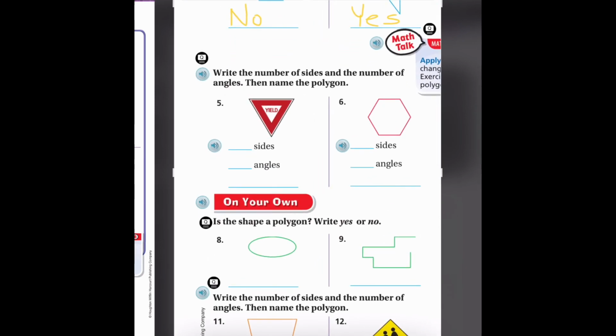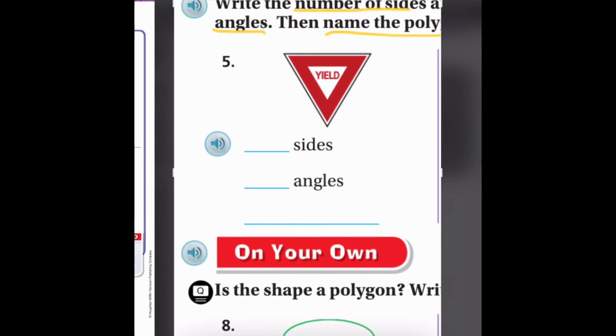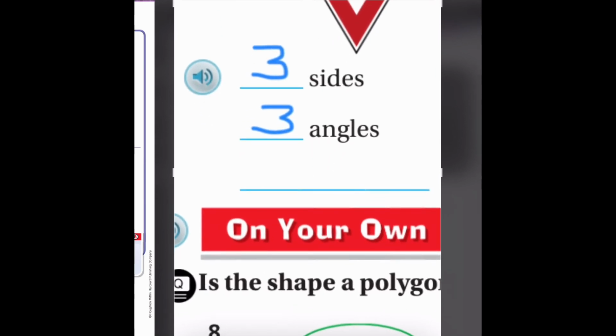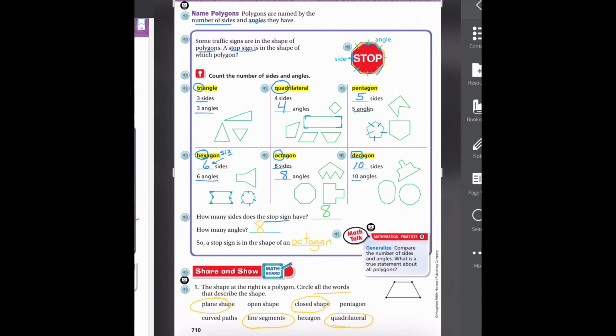All right, 5, 6, and 7, the last 3 for share and show. The directions say write the number of sides and the number of angles, then name the polygon. So first, it has 3 sides and 3 angles. If it has 3 sides and 3 angles, it is known as a triangle. Now, if you need to, you can go back to this page, 710, to name your shapes, right?